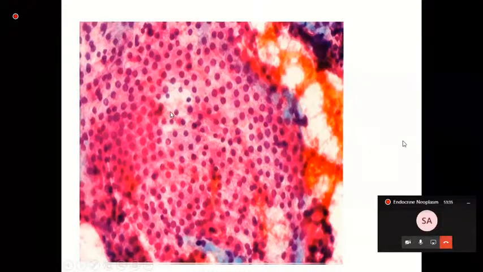See, look at here. This is the normal thyroid. We can see it looks like honeycomb. And the background has the colloid.